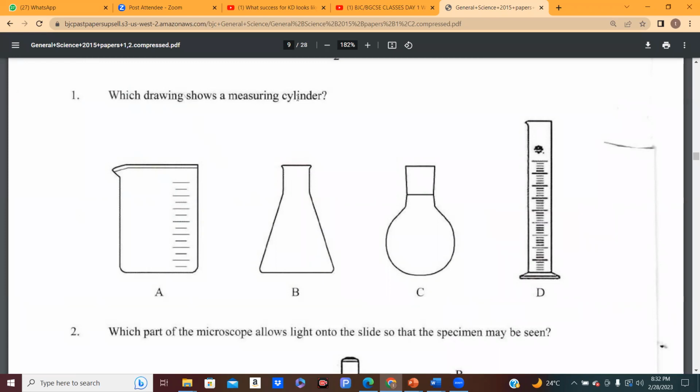Which drawing shows a measuring cylinder? Is it A, B, C, or D? A. No, is it D? It's D. Very good. D is a measuring cylinder. A is a beaker.